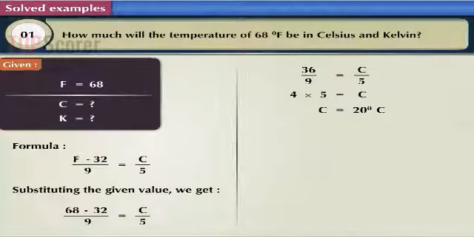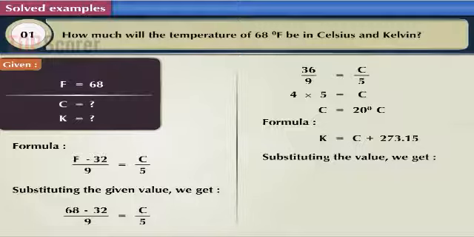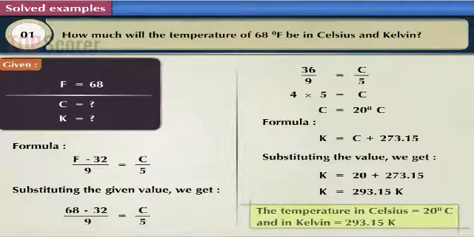Let us now convert degrees Celsius to Kelvin using formula K is equal to C plus 273.15. Substituting the value, we get K is equal to 20 plus 273.15. Thus, K is equal to 293.15 Kelvin. Therefore, the temperature in Celsius is equal to 20 degrees Celsius and in Kelvin it is equal to 293.15 Kelvin.